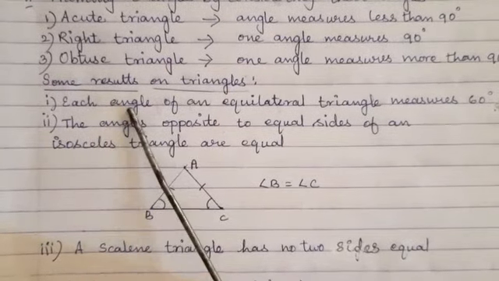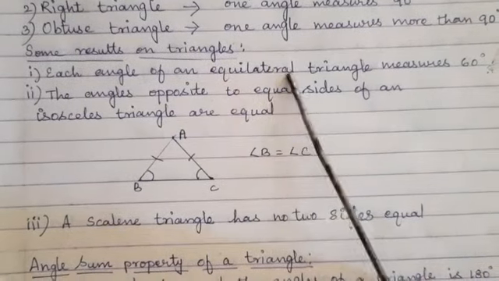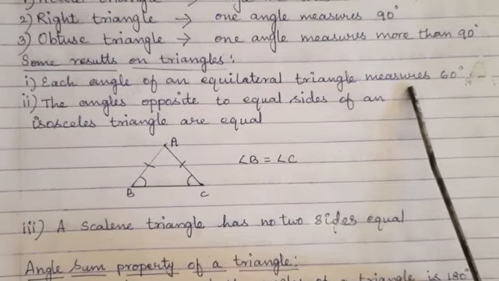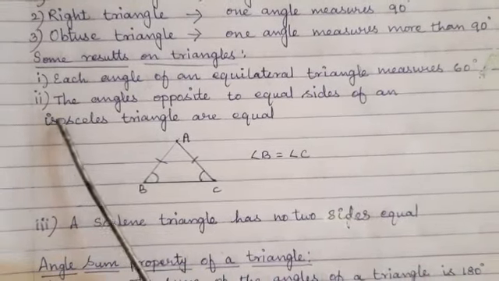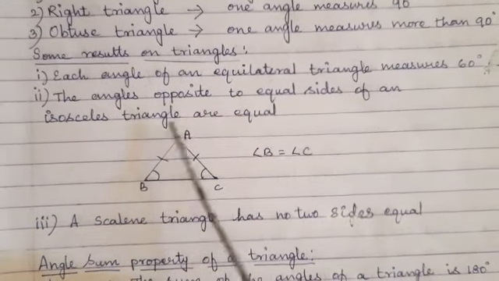Some more results on triangles. Number 1, each angle of an equilateral triangle measures 60 degrees. That means the 3 angles in the triangle each measure 60 degrees. Number 2, the angles opposite to the equal sides of an isosceles triangle are equal.